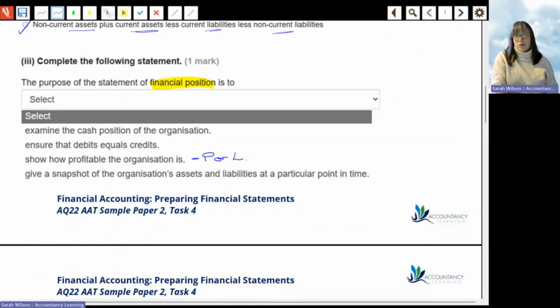The cash position, you would be looking at cash flow statements, bank accounts, that kind of thing. Ensure debits equal credits, that's where you're going to be looking at a TB. Your trial balance is where you're going to see whether your debits equal your credits. So therefore, it's going to be give a snapshot of the organisation's assets and liabilities at a particular point in time. So the financial statement will have all of the assets, all of the liabilities for a particular period.